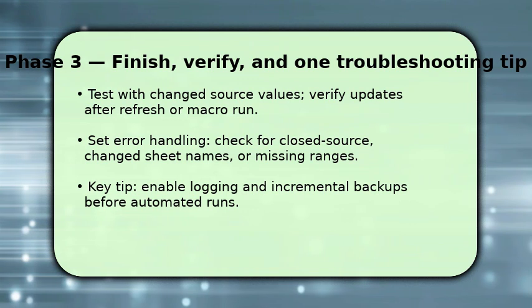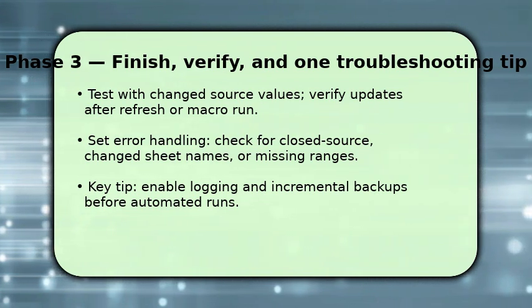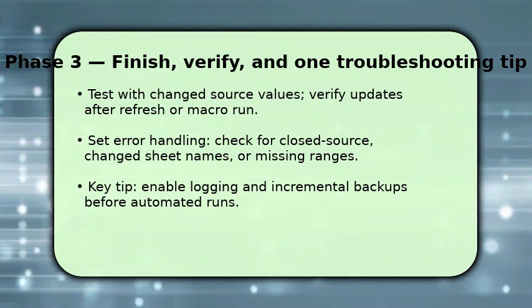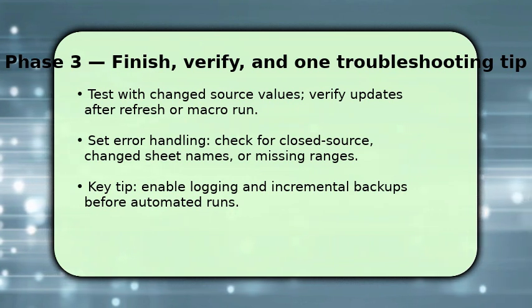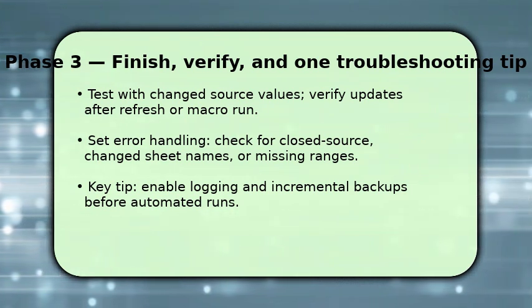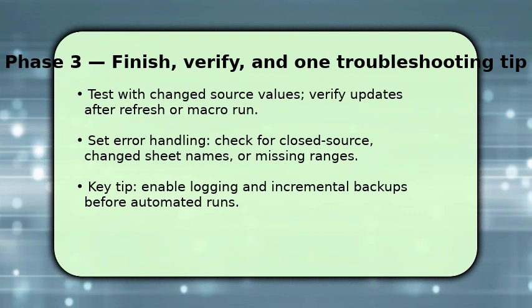Once done, enable logging and create incremental backups before enabling scheduled automation. If updates fail, check file paths and Trust Center settings first. These are the most common causes, and then inspect.